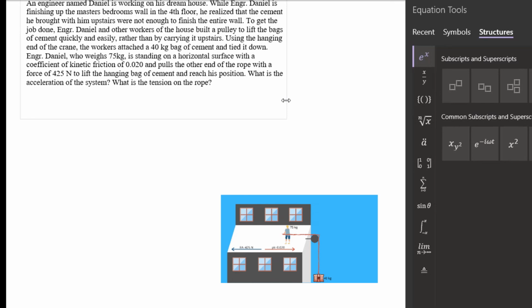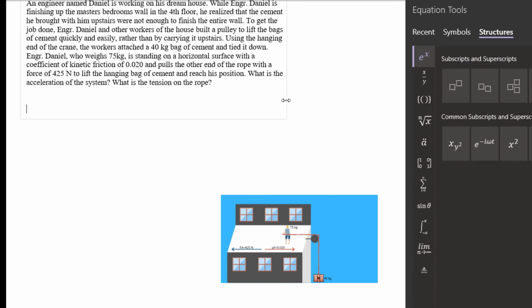Team upstairs were not enough to finish the entire wall. To get the job done, Engineer Daniel and other workers of the house built a pulley to lift the bags of cement quickly and easily, rather than by carrying it upstairs. Using the hanging end of the crane, the workers attached a 40 kilogram bag of cement and tied it down.